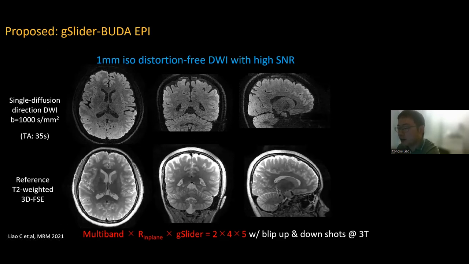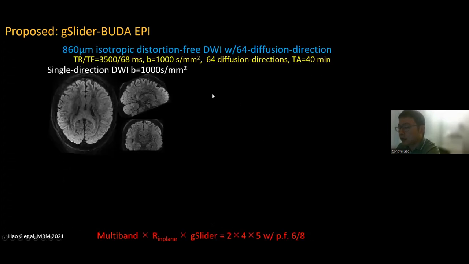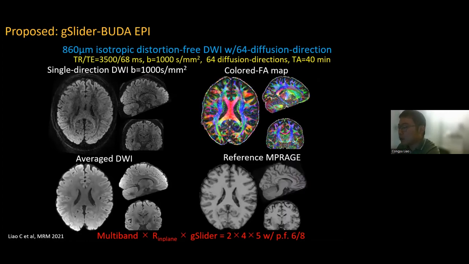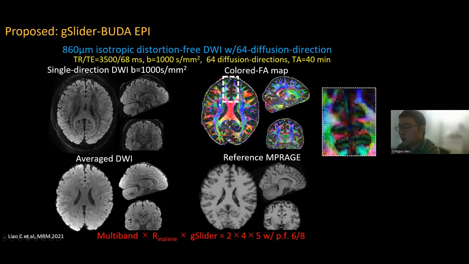After getting these high SNR images, we further push the resolution to 760 micron. These figures show the whole brain single diffusion direction DWI, colored FA maps, and average DWIs in three orthogonal views. The reconstructed volume retains high geometric fidelity compared to the reference anatomical images, which is beneficial for co-registration. The zoom in figures show the cortical structure in FA maps.